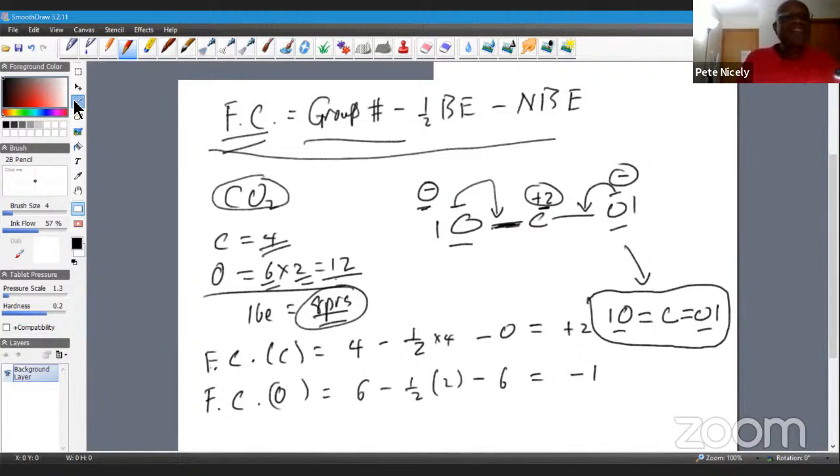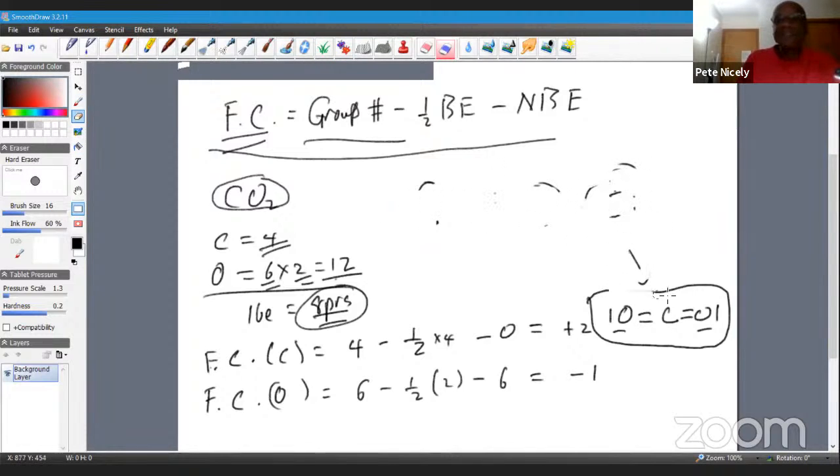So let me erase this here so that you can see how we arrive at this structure. I'm just going to erase this right here, and let me erase this down here while I'm at it. Okay, so we start off.